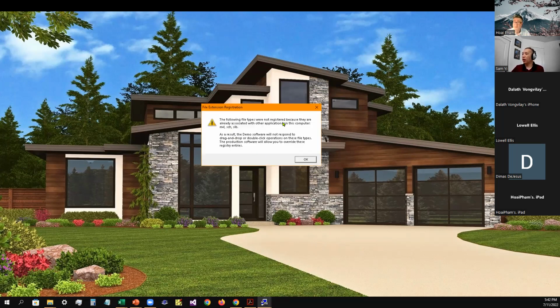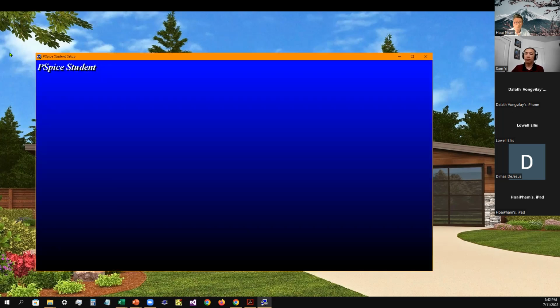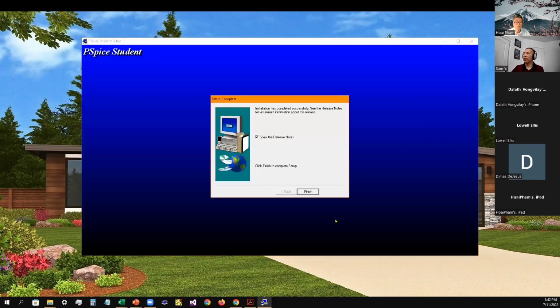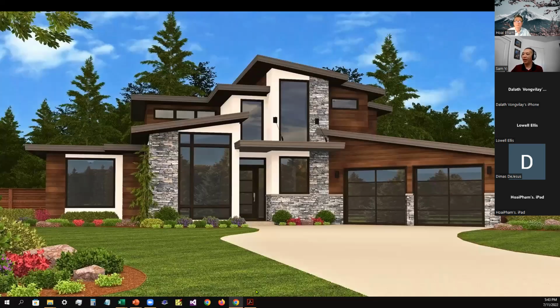Then it says the following files will not register because they're already associated with other applications on this computer. That's okay, go ahead and click OK on that. Now the installation has completed successfully. See the release notes for last minute information about this release. Go ahead and click on finish. They take you to a web page with a lot more information. You can click on it to read more, but it's not necessary. You can go ahead and close it or minimize it out of the way.